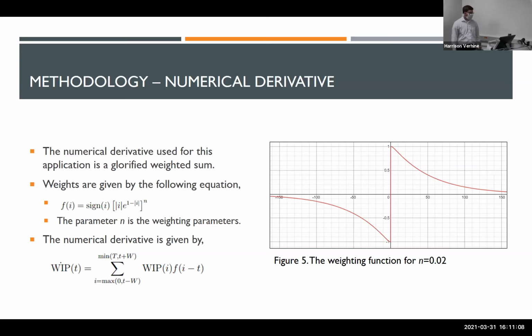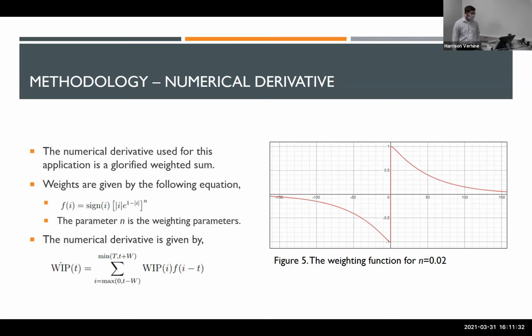We'll sum the values to the right of the point of interest with a positive weight, and those to the left with a negative. Values close to the point will be given a large weight, and those further will be given a smaller weight. The function f here has those desired properties. Here, i represents an offset of days from the point of interest. The parameter n is the weighting parameter.